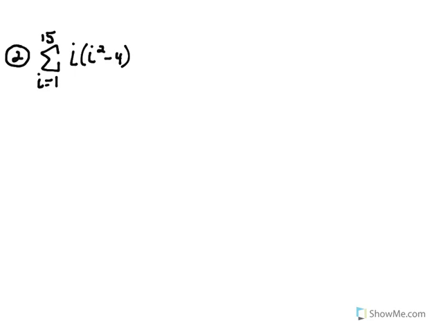Alright, the first thing I'm going to do is distribute the i, because there's no rule that says when I have a variable times something else that I can factor it out. So, I'm going to write summation from i equals 1 to 15, and this is going to become i cubed minus 4i.